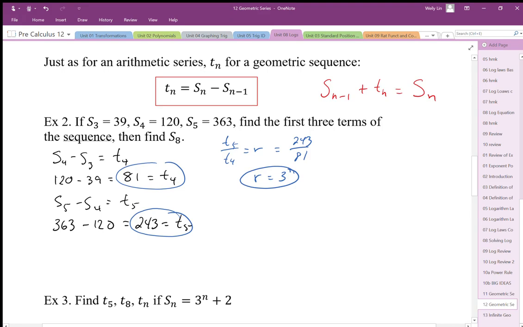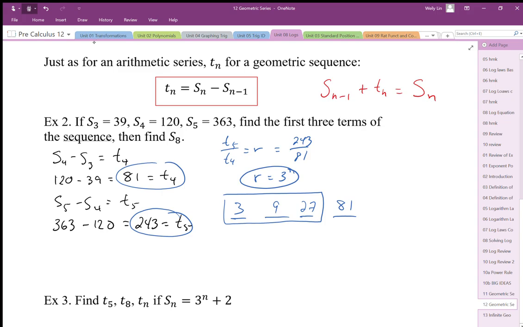So I know T4, what was T4? It's 81. So I have terms 1, 2, 3, 4. That's 81. I can work backwards: divide by 3, divide by 3, divide by 3. I know the first 3 terms are going to be 3, 9, 27. If I want to solve for S8, I can write out 8 terms, but I'm better off using my formula now since I have R and I have A.